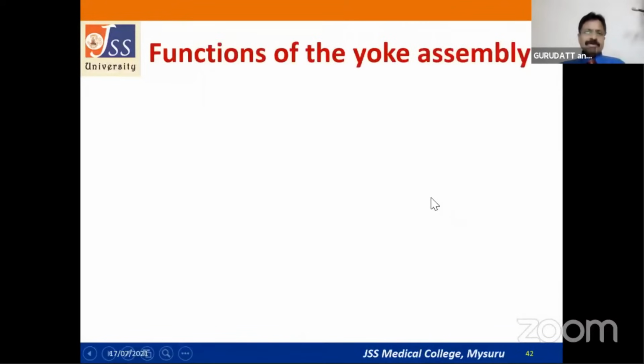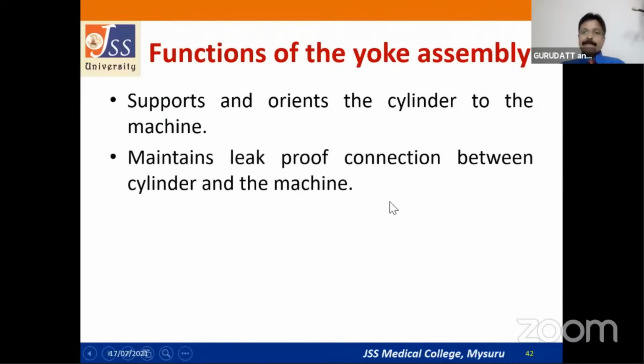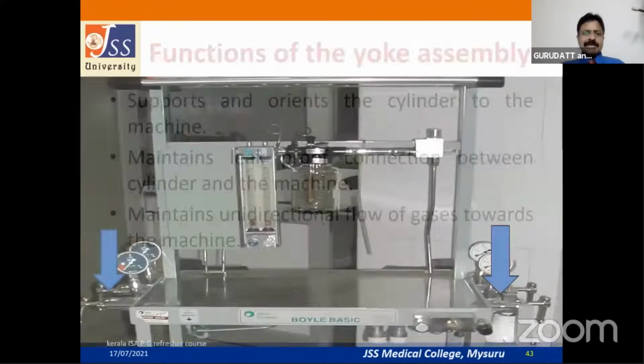Now, what are the functions of the yoke assembly? This is another question you may be asked. It supports and orients the cylinder to the machine. It maintains a leak-proof connection between the cylinder and the machine. I told you that is because of the Bodok seal. And third, it maintains a unidirectional flow of gases towards the machine, so that always when you open the cylinder, the gases will be flowing only towards the machine and not away from the machine.